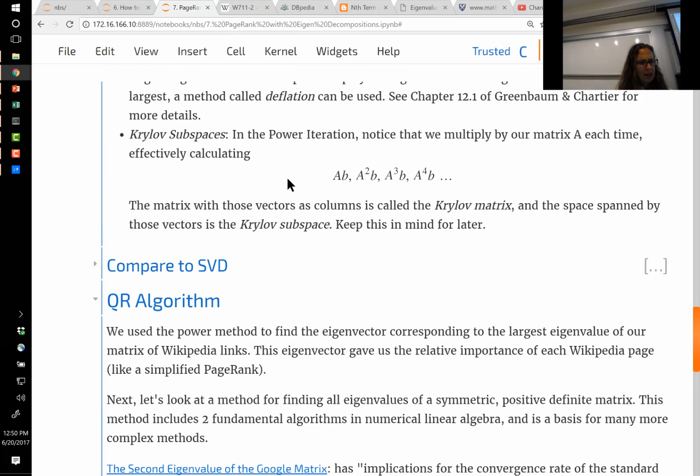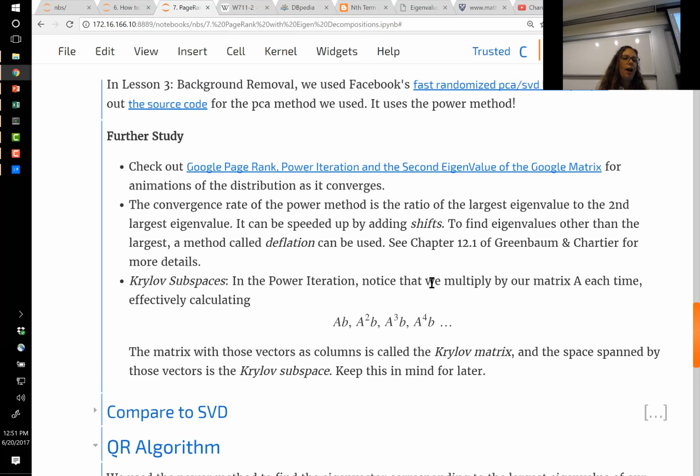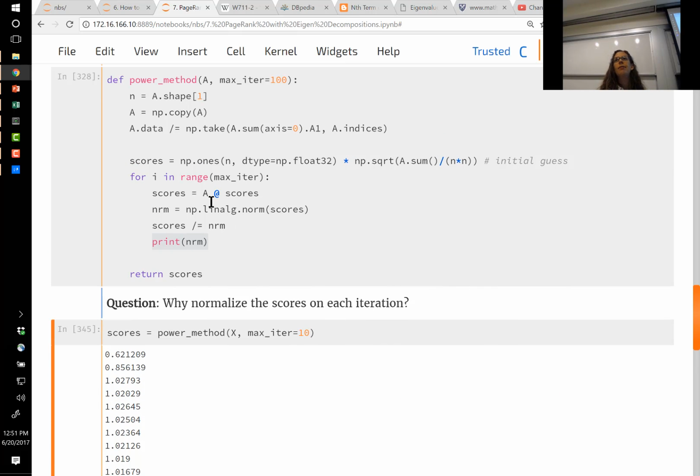So I have some notes, and these are more just if you are interested in this field or terms you might hear if you do more reading about it. There's something called Krylov subspaces, and those are the spaces spanned by A times b, A squared times b, A cubed times b, A to the fourth times b. And I just wanted to highlight that we are getting that here by taking powers of A each time we go through this for loop.